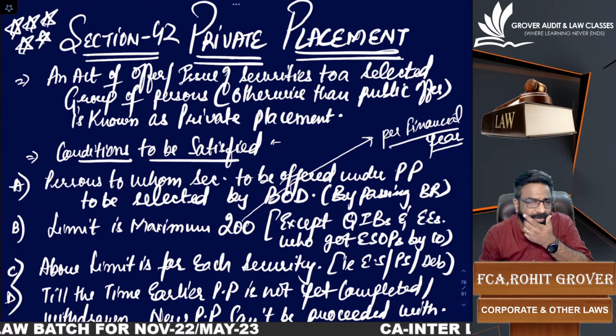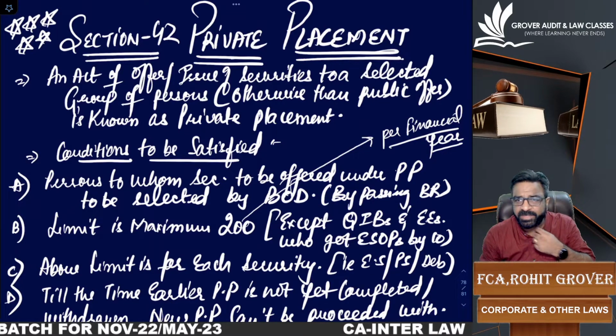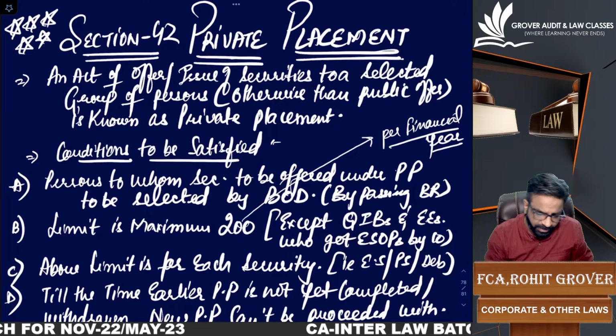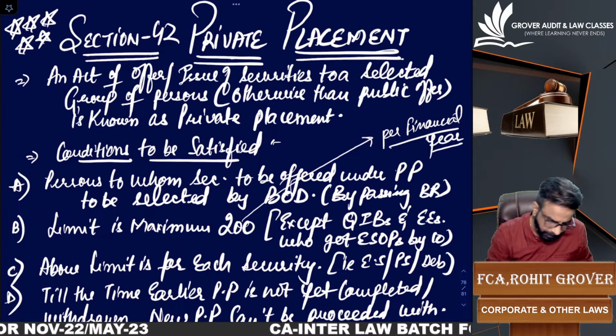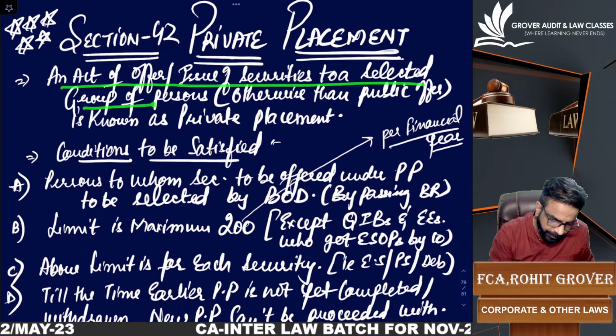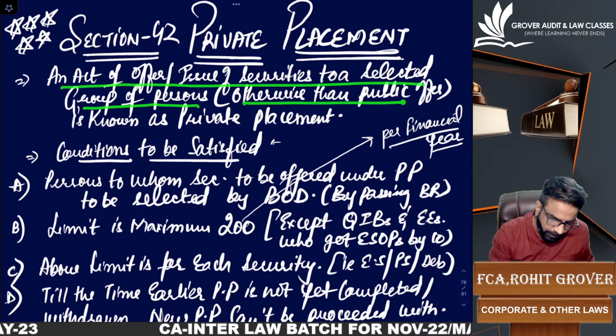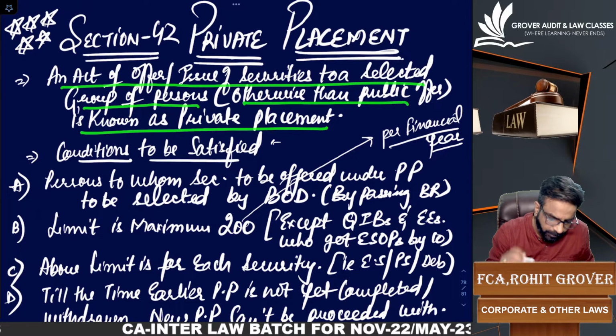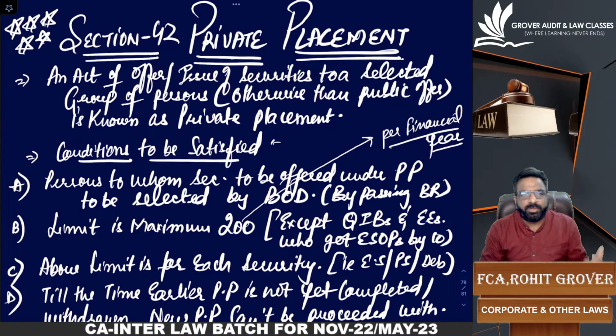Now, section 42, private placement. Amma, please continue with point number one. What is point number one? An act of offer or issue of securities to a selected group of persons, otherwise than public offer, is known as private placement. So everyone, what do you mean by private placement?